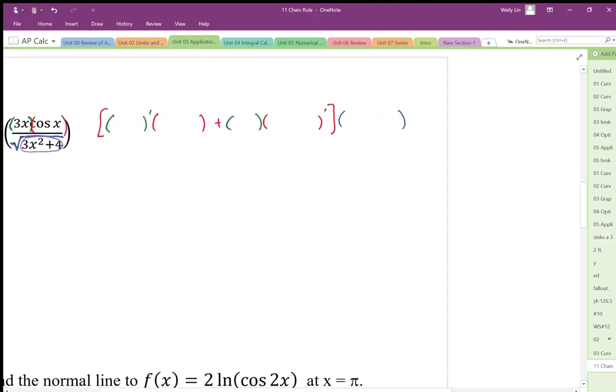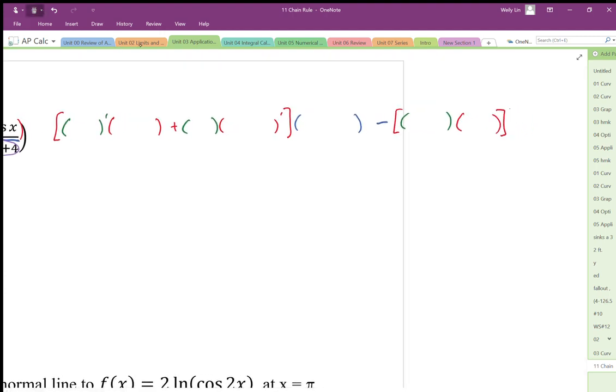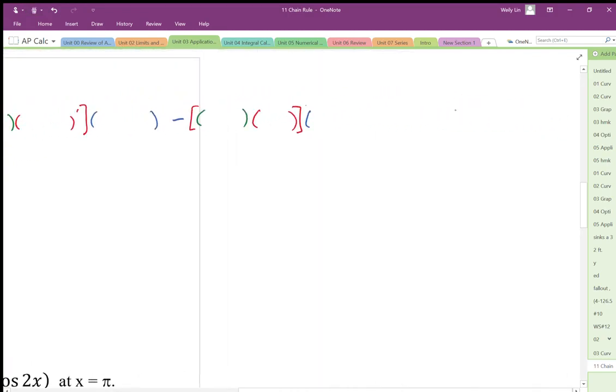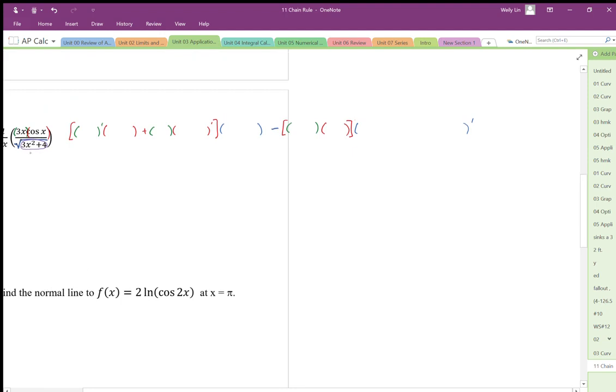Okay, it's going to look pretty big. Minus, I'm going to contain all that in brackets here. So that's going to be just the numerator undifferentiated. It's going to be 3x and cos x. Okay, so the numerator undifferentiated times the derivative of the denominator. I'm going to have a little bit bigger here because this is where the chain rule is going to be applied. Because see how we have the derivative of the denominator there? It's going to apply chain rule.